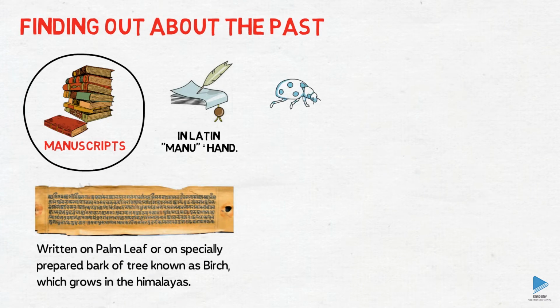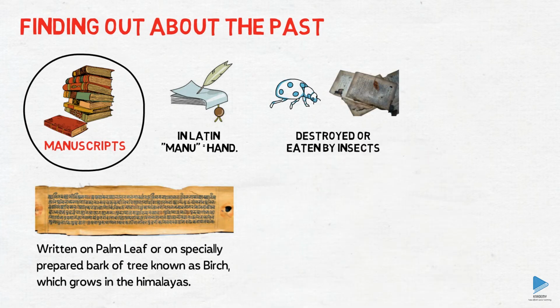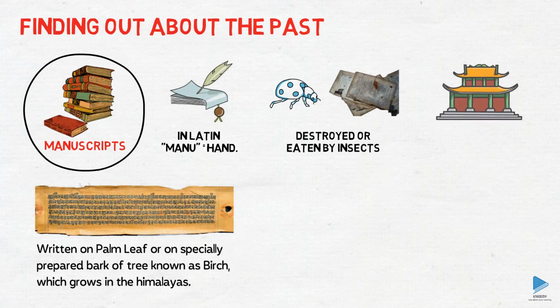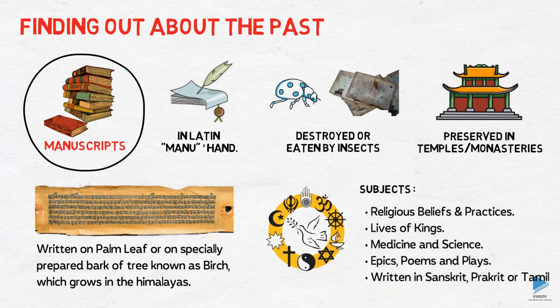Over the years, many manuscripts were eaten away by insects, some were destroyed, but many have survived, often preserved in temples and monasteries. These books dealt with all kinds of subjects like religious beliefs and practices, lives of the kings, medicines and science. Besides, there were also epics and poems and plays. Many of them were written in Sanskrit, others were in Prakrit, which was the language of the common people, and also in Tamil.